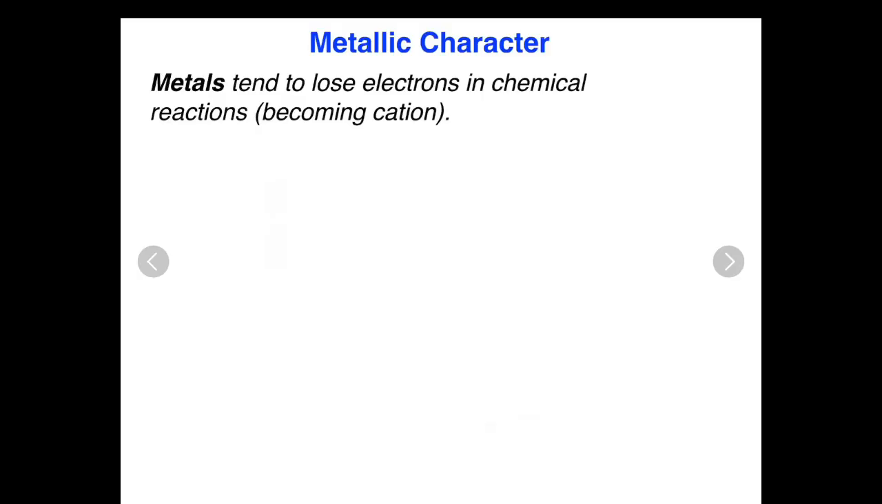So the last trend on the periodic table that we are going to take a look at is the metallic character. Okay, metallic character is the trend for metals. Metals tend to lose electrons in chemical reactions. When we talk about metallic character, you are going to look at the ability of the atom to lose an electron. Metals are most likely to lose electrons, and here's why.